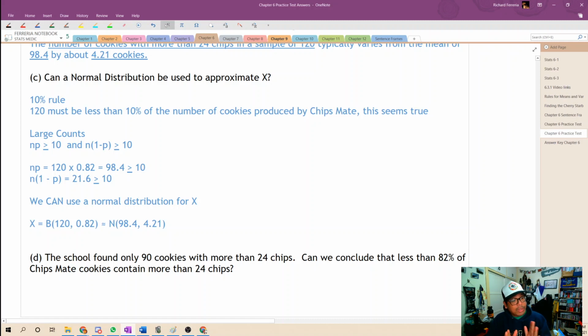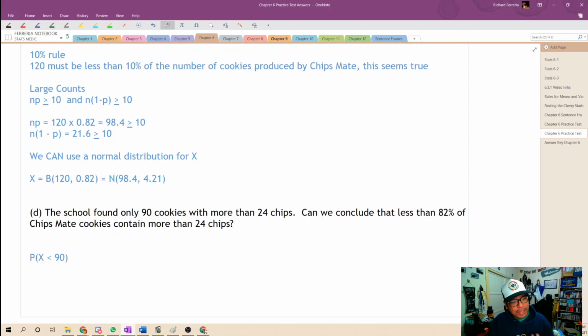Okay, so for the thrilling conclusion, the school found only 90 cookies with more than 24 chips. Remember, we were expecting 98 cookies, and they found 90. Can we conclude that 82% of the Chipsmate cookies contain more than 24 chips? Basically, let's do this. What's the probability of finding a sample of 120 with 90 cookies or less?